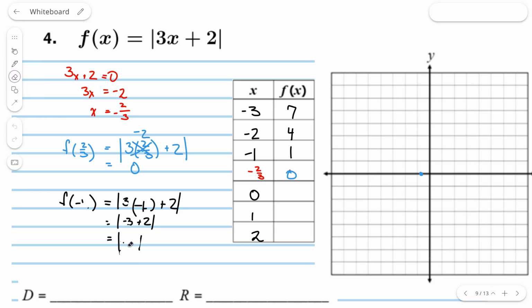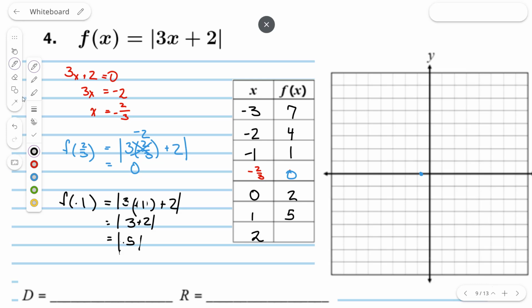Now let's start going back up the other side. And so when I have a 0 here, 0 plus 2 is 2. When I have a 1, 1 times 3 is 3, and that's going to give me a 5.